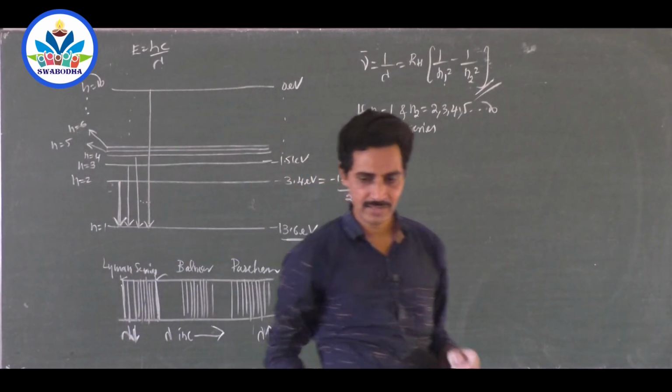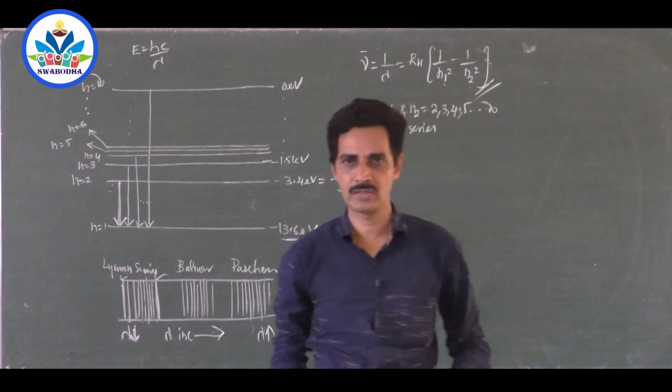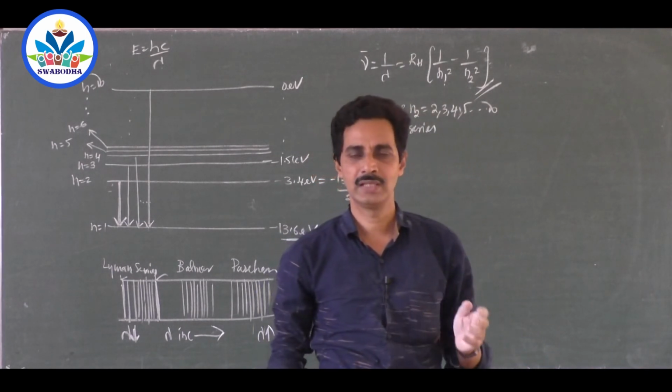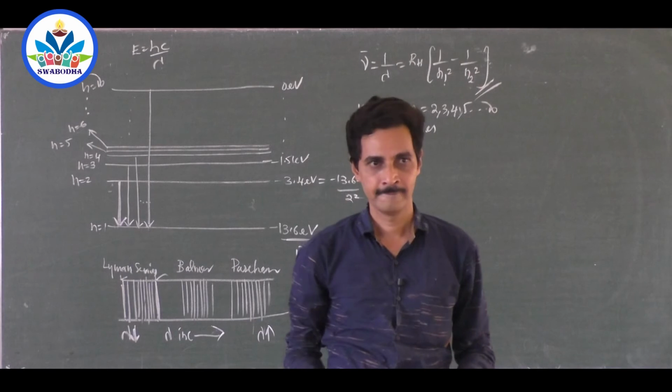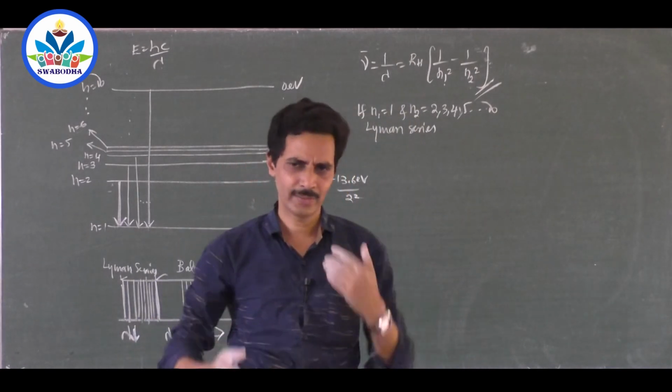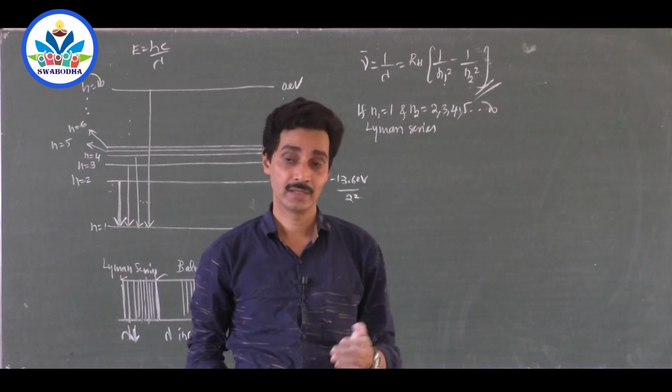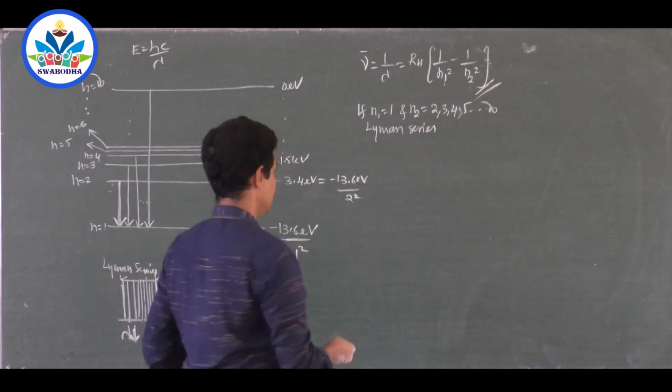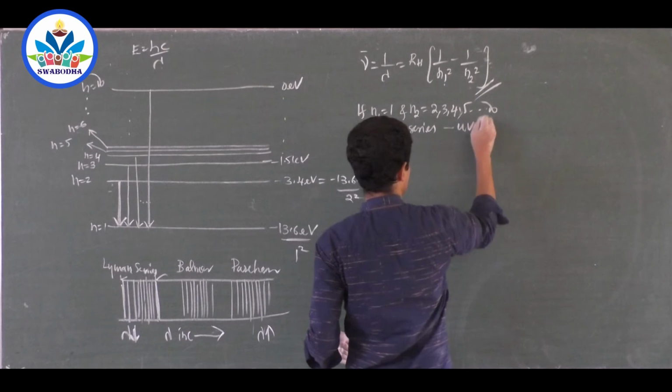So when the electron jumps from any of the higher orbits to the first orbit, the wavelength emitted comes under the Lyman series. And this cannot be seen with your naked eyes. You have to use a separate instrument to see it, because this Lyman series is in the ultraviolet region.